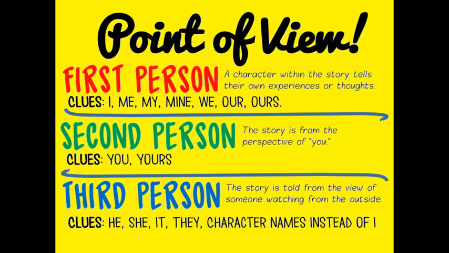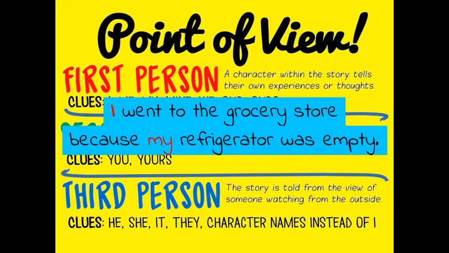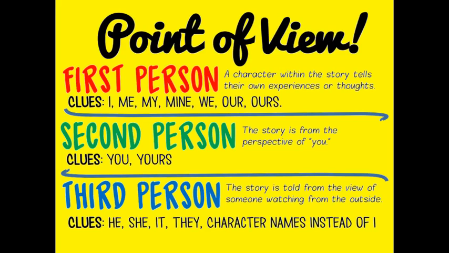An example sentence would be, I went to the grocery store because my refrigerator was empty. The clue words in the sentence, I and my, help me to know that this is written in first-person point of view. I'm talking about myself.